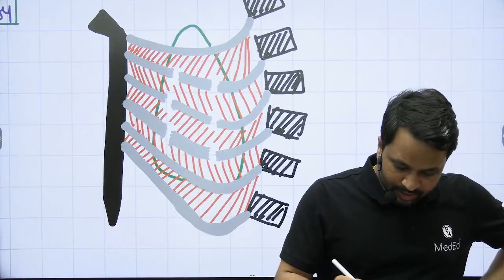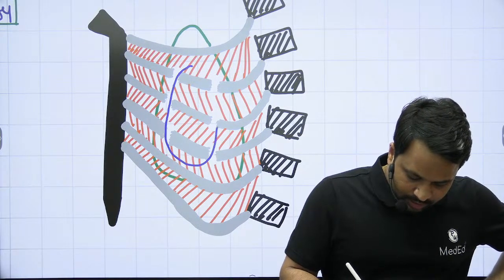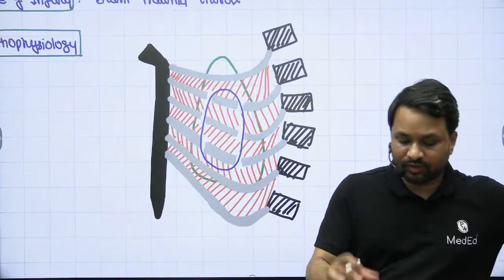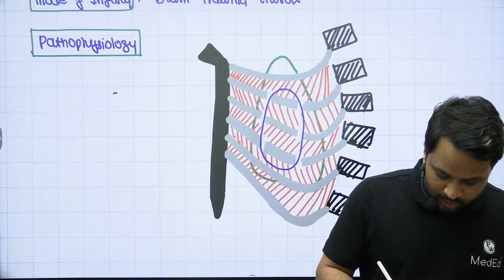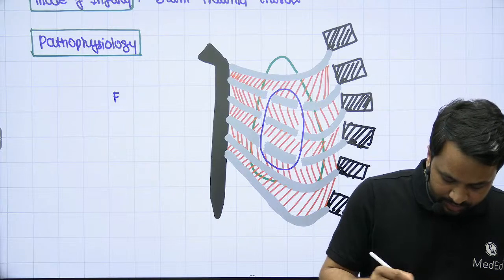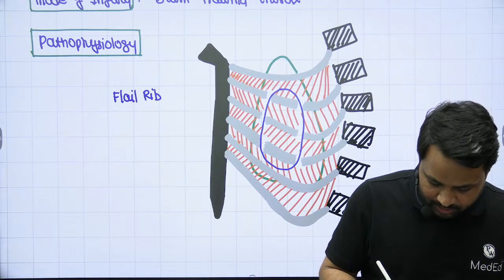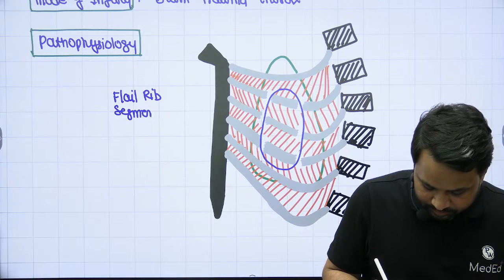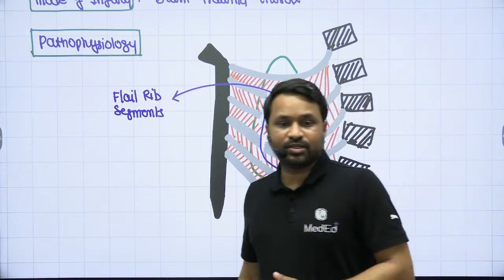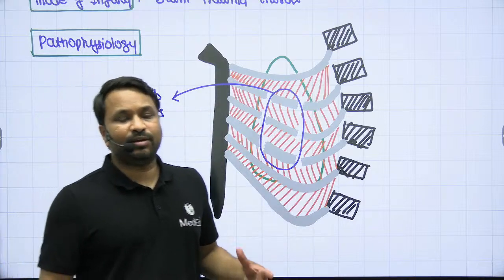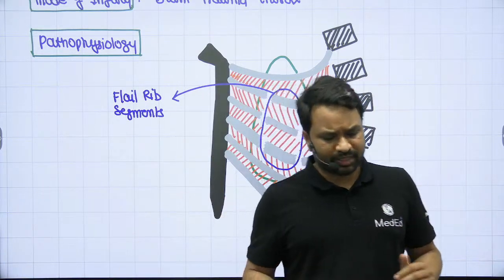So what has happened is you have found that this fragment of the ribs is neither attached to the vertebra nor to the sternum. This is what we call the flail rib segment. ठीक है, ये जो flail rib segment है ये neither vertebra पे attached not sternum पे attached, free flutter, इसलिए इसको बोलते हैं flail segment.